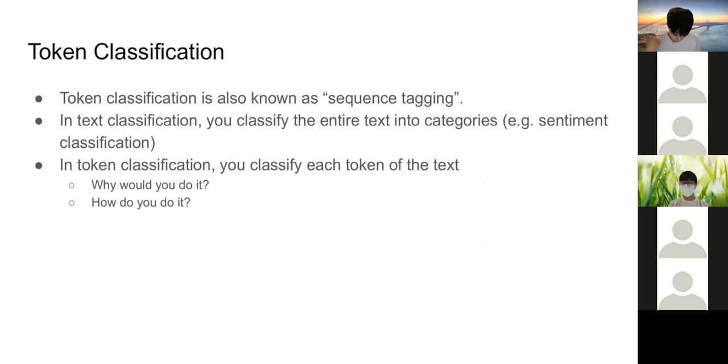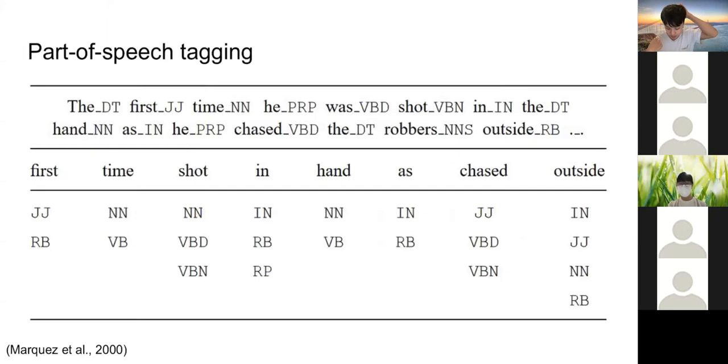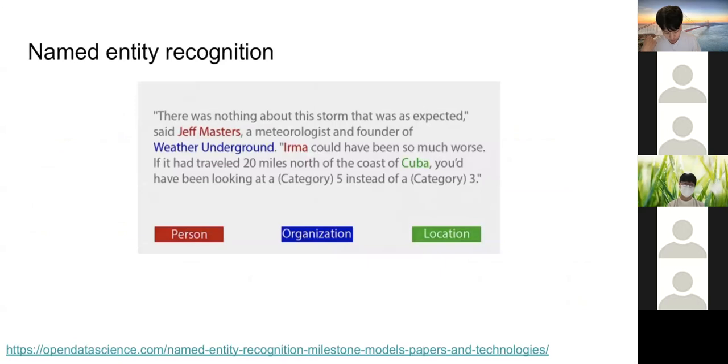Then you might wonder, why do you do it instead of just classifying the entire text? And number two is how you do it. I'm going to just motivate you why you would do it. Well, because you might sometimes want to classify word level information, like part of speech tagging here. You want to actually label each word with its part of speech, whether it's a noun, adjective, verb, etc. Of course, you might ask why you want to do this. These days, it's more of a linguistic study reason, but in the old days, these were really important features for machine learning.